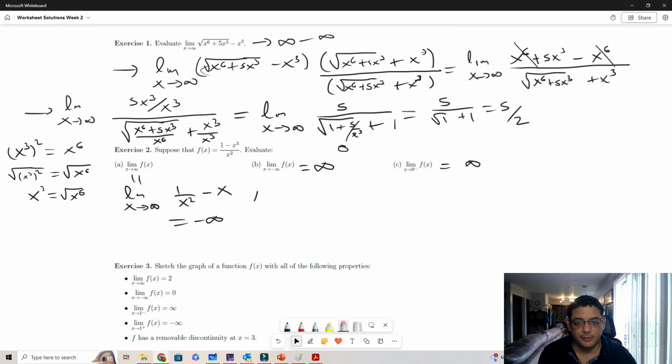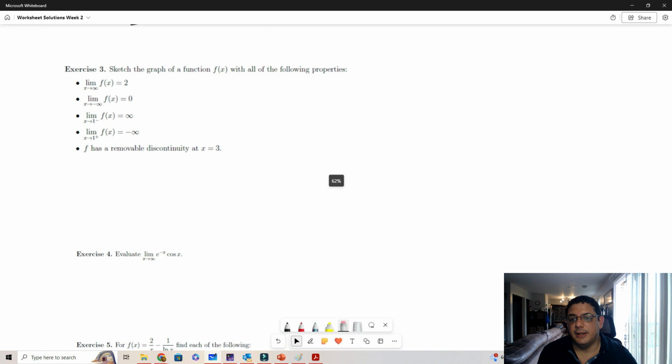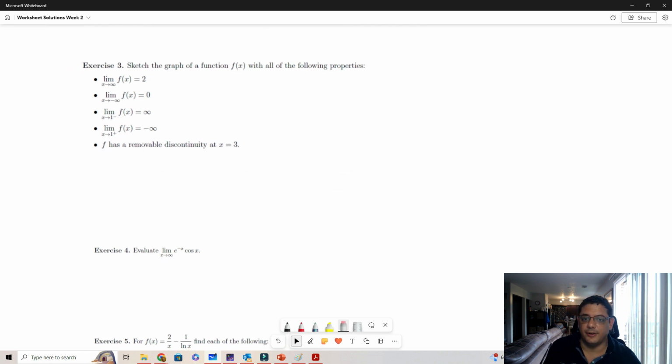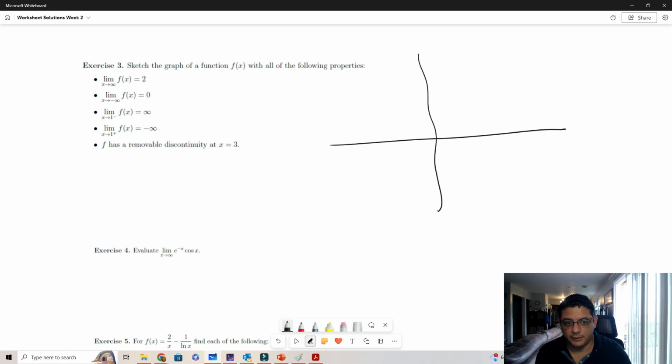All right. So let's move on from this exercise. Now, exercise 3 says, sketch the graph of a function with the following properties. We want that the limit when x goes to 2 is 2. The limit when x goes to infinity is 2. So 2 is here. And when x goes to infinity, it is getting to here, closing this line. We want that when it's minus infinity it is 0, so 0 is the asymptote.